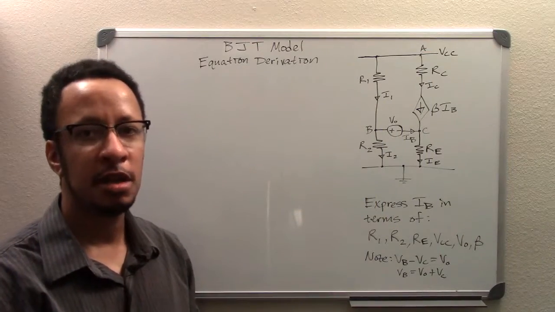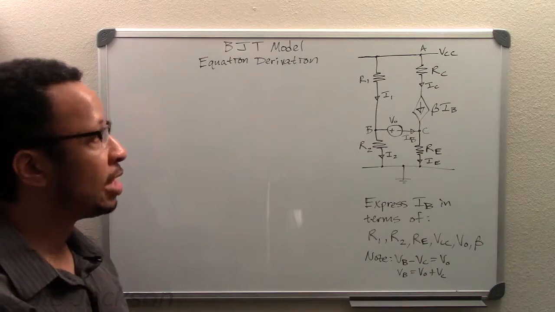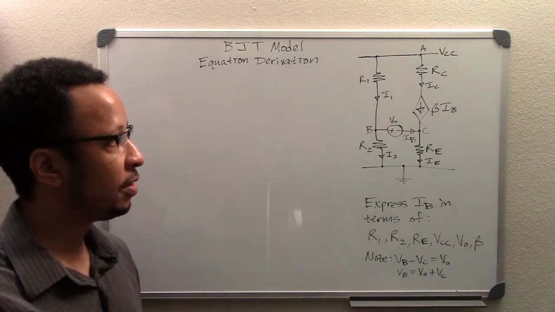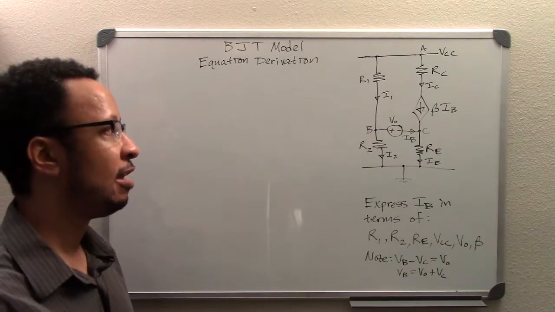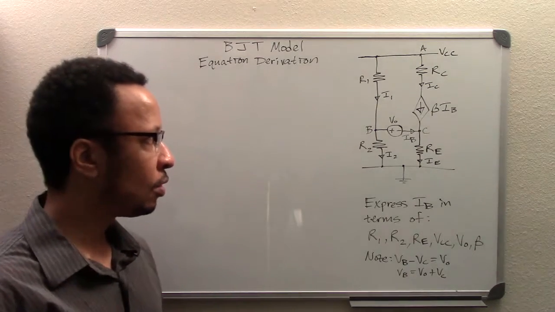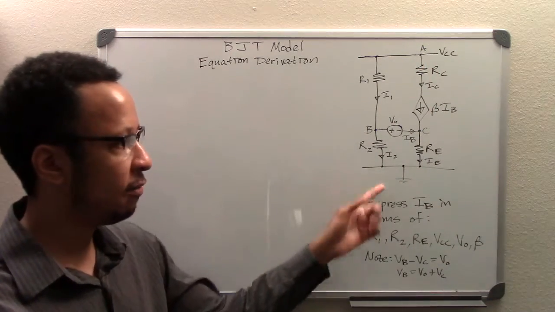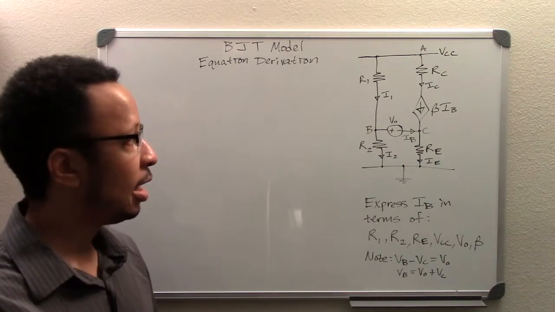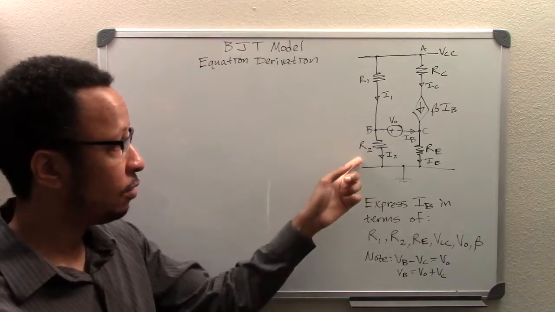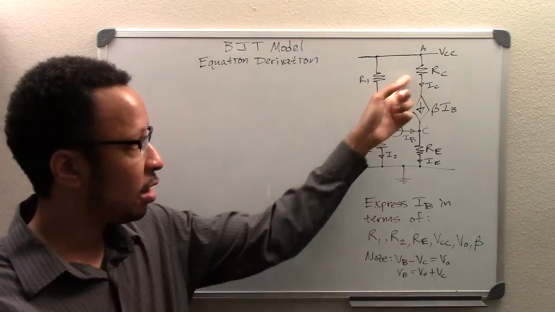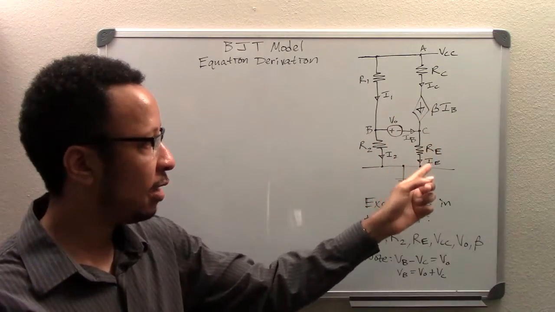Hello everyone. In this video I'll be talking with you about a BJT model equation derivation. So this is a model of a BJT, bipolar junction transistor, that we have here, and we have at our top node VCC, at our very bottom node we have ground, and to summarize the rest of this, we have R1 over here, R2 over here, then we have RC and RE. This is IB, this is IC, and this is IE.